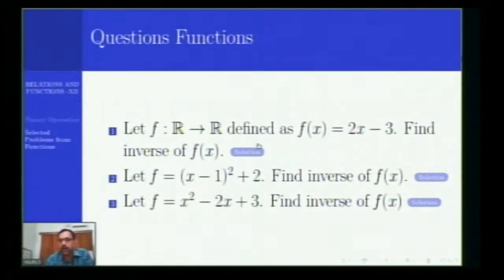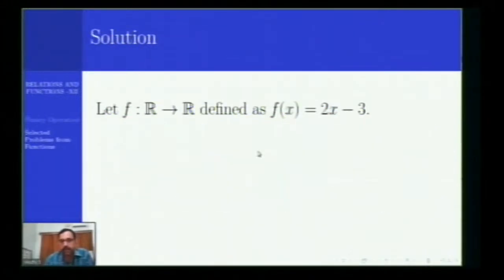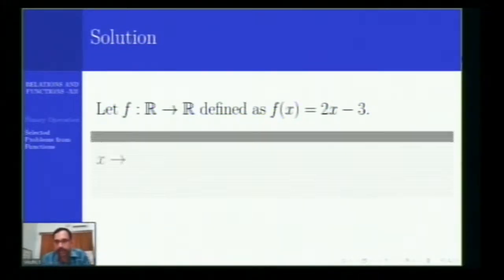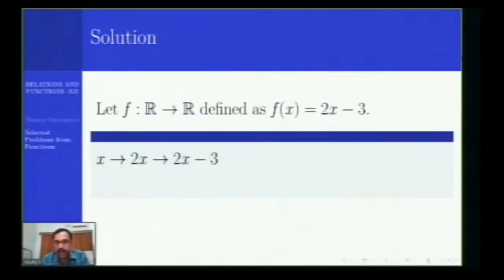f is a function from R to R defined as f of x equal to 2x minus 3. Find the inverse of f of x. Many of you may remember substituting y and doing this, but what we are going to do here is a simple visualization. You start with x and come to f of x, which is 2x minus 3. So what are the things you have done with your x? First I multiplied with 2. Then I subtracted 3. So two operations I have done with x: multiplied with 2, then subtracted 3.